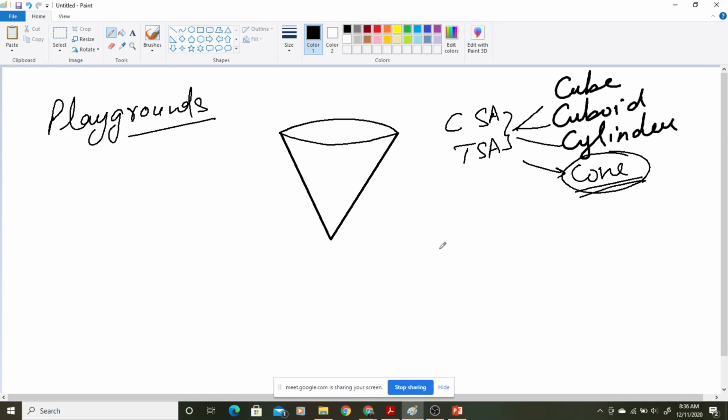हम ऐसे cones को use करते हैं. In the playground also, in your sports room, you can see there are many cones of different colors, yellow, green, red, है ना. So these are having cone shapes.